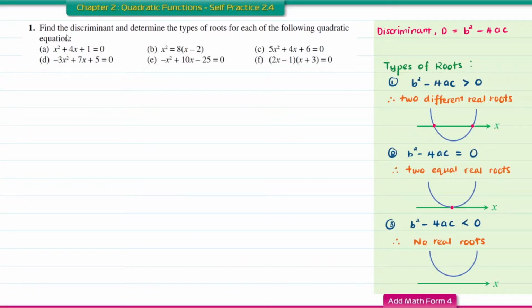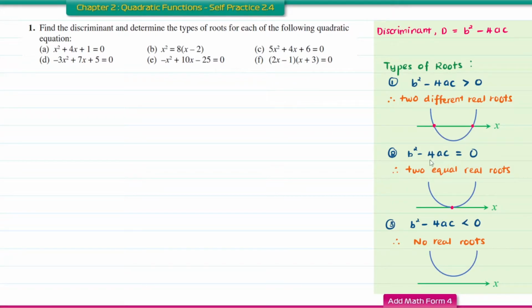Number 1, find the discriminant and determine the type of roots for each of the following quadratic equations. The discriminant is referred to as b squared minus 4ac. The value of this discriminant will enable you to find the type of roots. Number 1, if your discriminant has a value greater than 0, it means your quadratic equation has two different real roots. So the quadratic graph will intersect the x-axis at two different points.